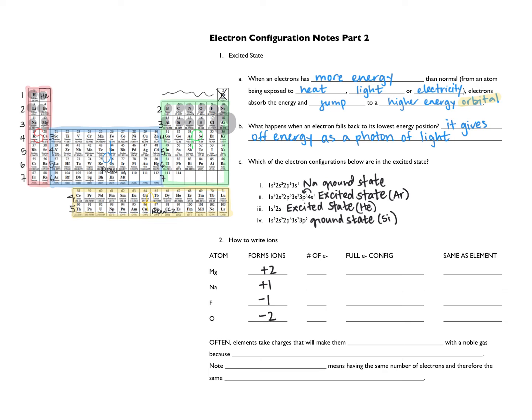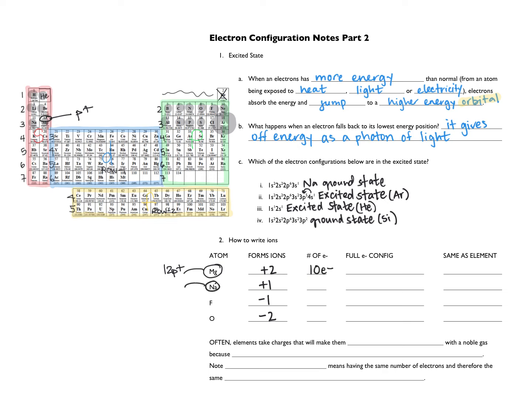To figure out the number of electrons they have, you have to think back to our last unit. So magnesium has 12 protons. I know that from its atomic number on the periodic table. That's the number of protons. So if it has a +2 charge, it has to have 10 electrons.